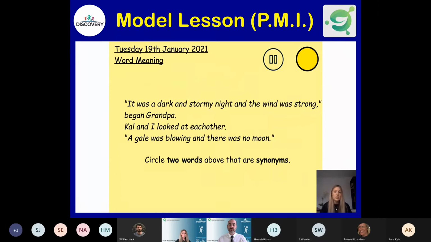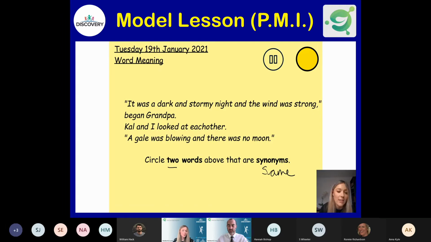So it was a dark and stormy night and the wind was strong, began Grandpa. Cal and I looked at each other. A gale was blowing and there was no moon. And it says, circle the two words above that are synonyms. So if you remember, synonyms are words that mean the same. And we're looking for two words that mean the same. So can you pause the video now and see if you can find those two words that mean the same?